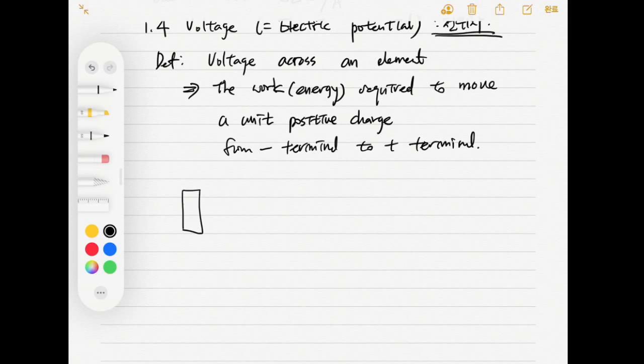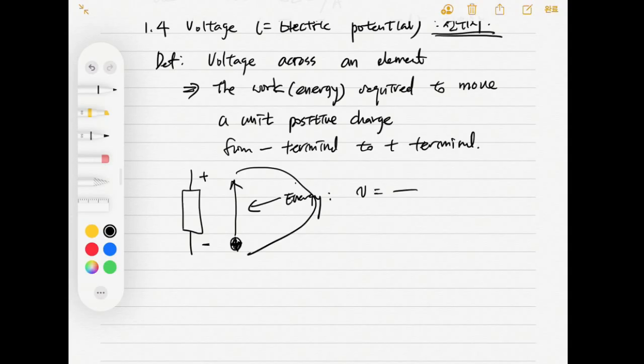And what is that? I don't know what is that, but anyway, some element is here. And we define this point A as a minus terminal, and this terminal as the plus terminal. Then we insert some positive charge here. Then we move this positive charge from here to there. To do that, we insert some energy. There will be the potential of that. So V is W over dq.